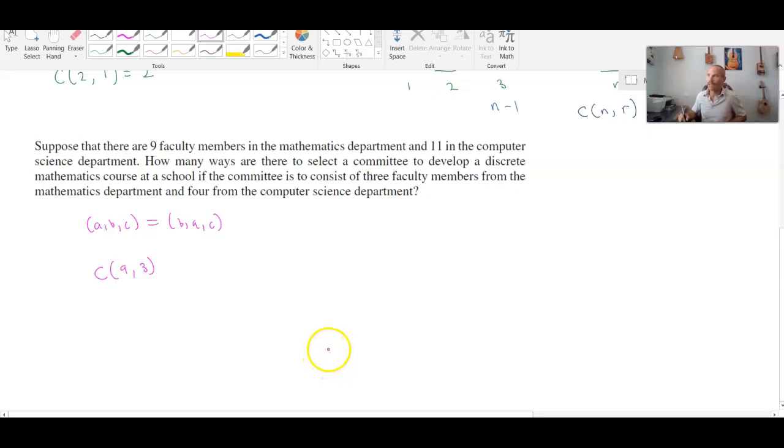of 3. Now, from the 11, I want to select 4 faculty members, and again, they're the same roles, so from the 11, I'm going to select 4. Now, what do I do with these 2 things? Well, the answer is we're going to multiply them together.